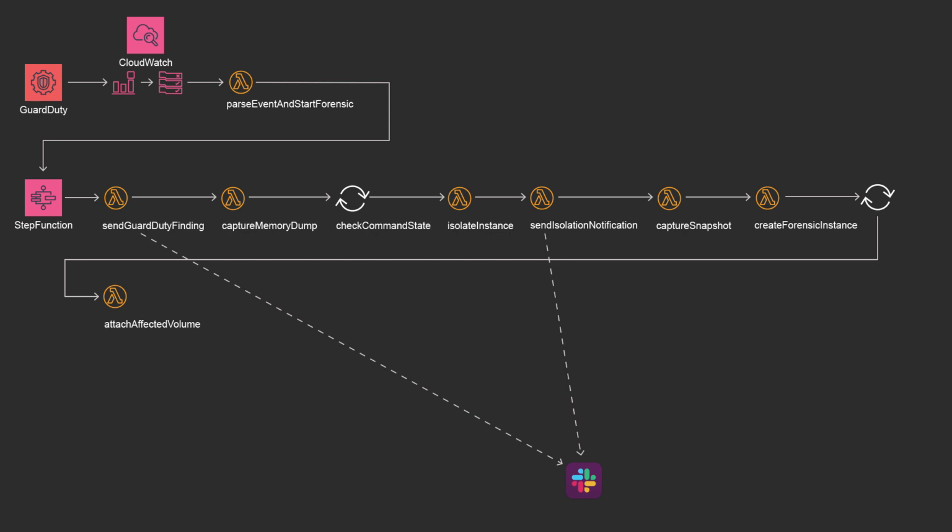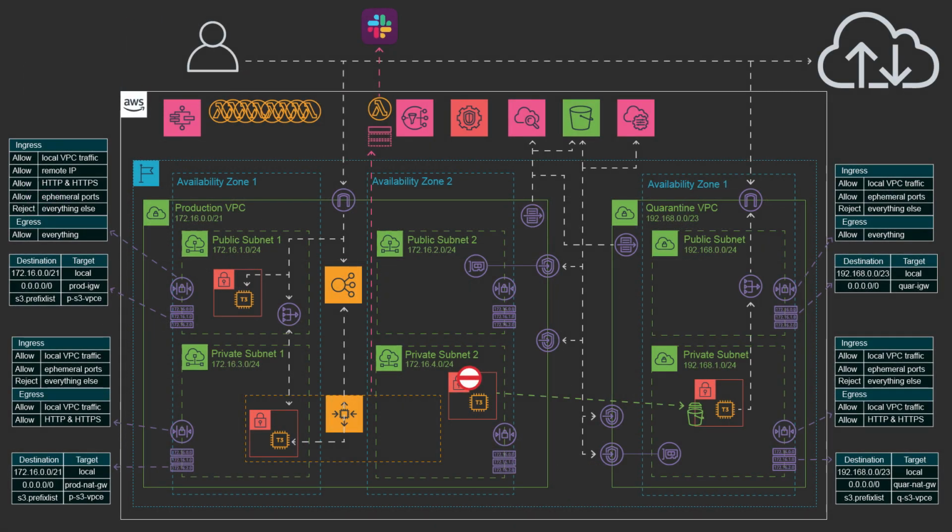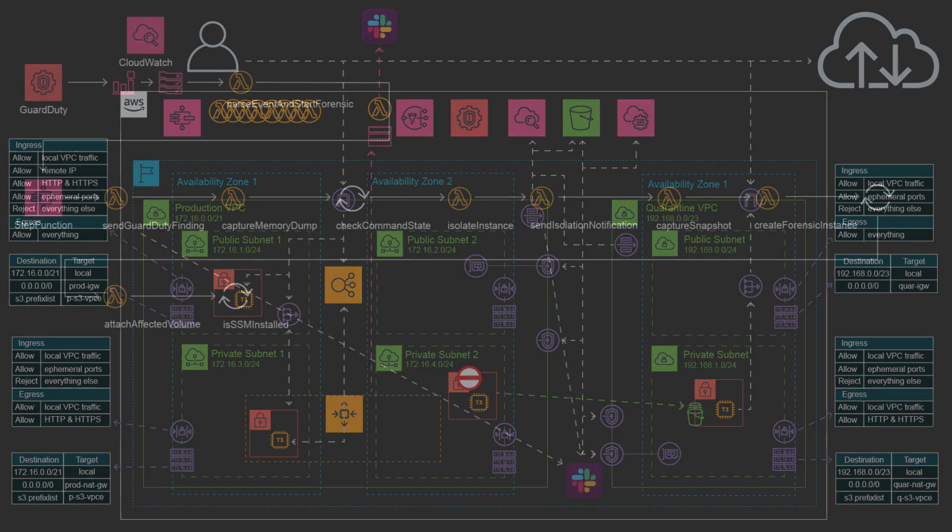Back to our step function. Once the forensic instance is up, it attaches the captured snapshot to the forensic instance. If we look back at our infrastructure diagram, the snapshot we captured of the instance being attacked is attached to the forensic instance in the Quarantine VPC for analysis.